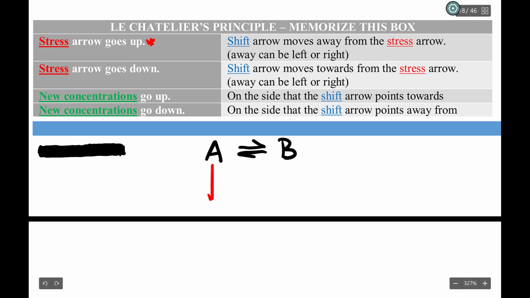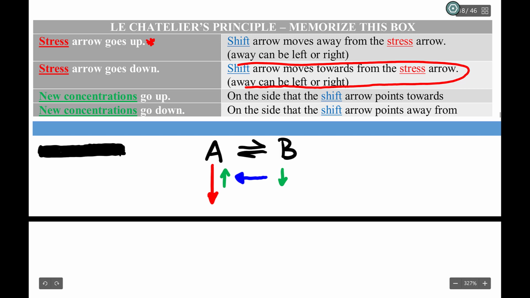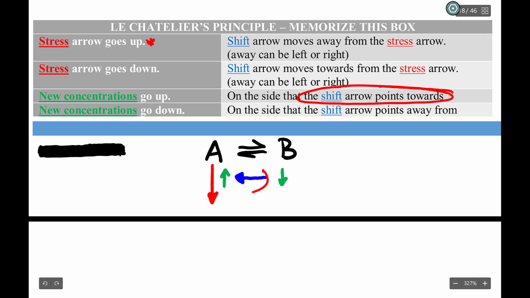If I remove A, I need to increase the amount of A. So the only way you can do that is to shift the reaction towards A to produce more A. This is going to cause the concentration of A to go up and B to go down. So if my stress arrow goes down, the shift arrow moves towards the stress arrow. This could be left or right. In this case, it's left. Whichever side my shift arrow points towards, the concentrations are going to go up.